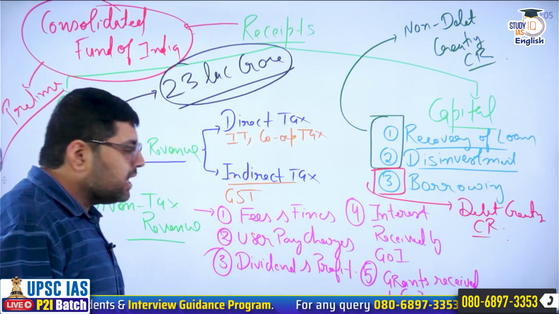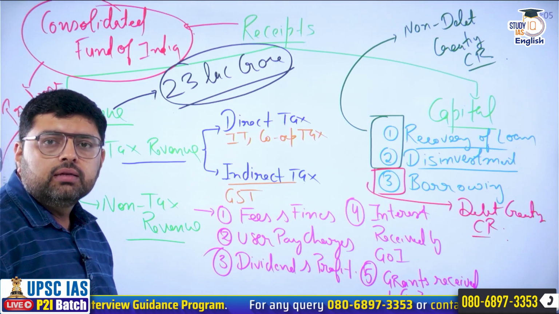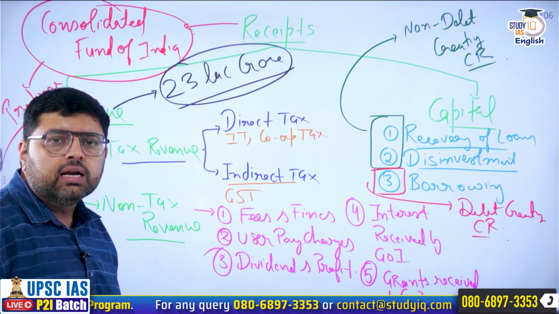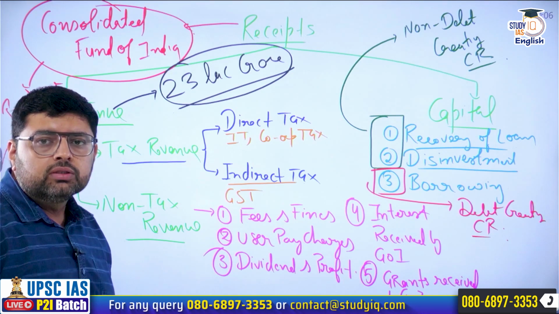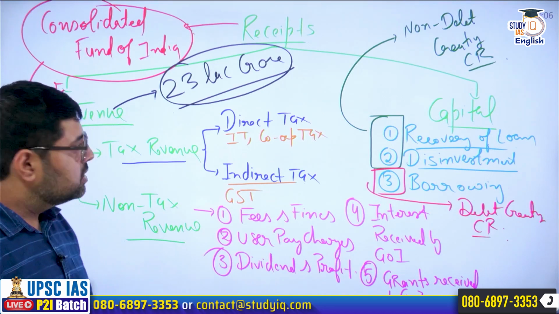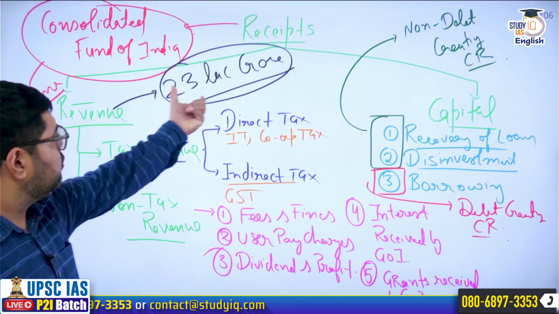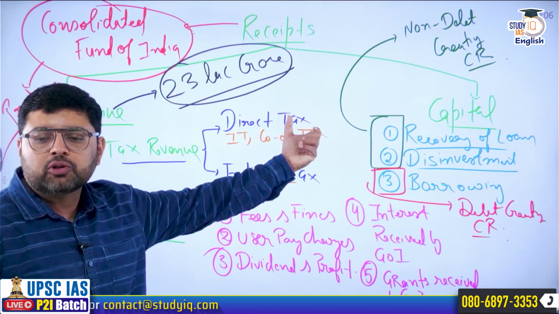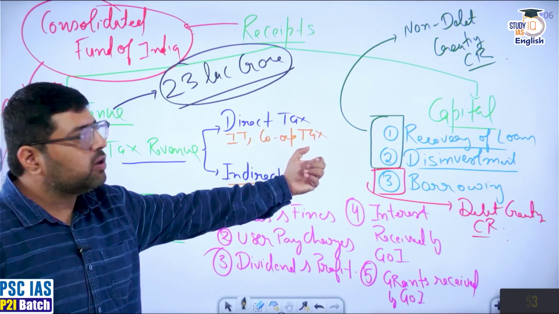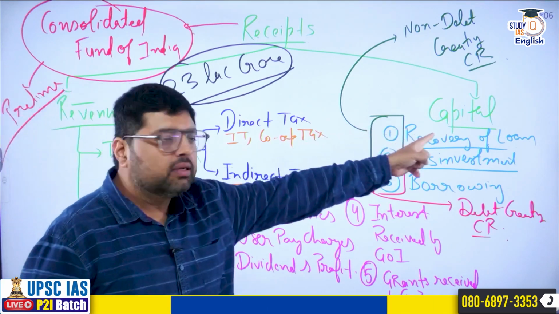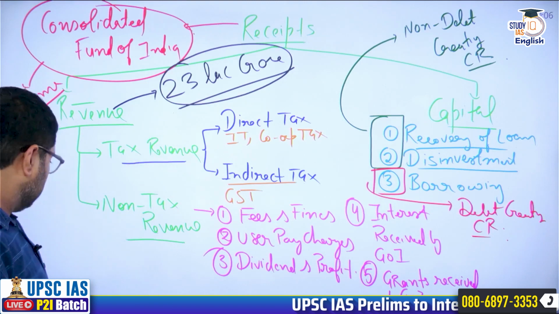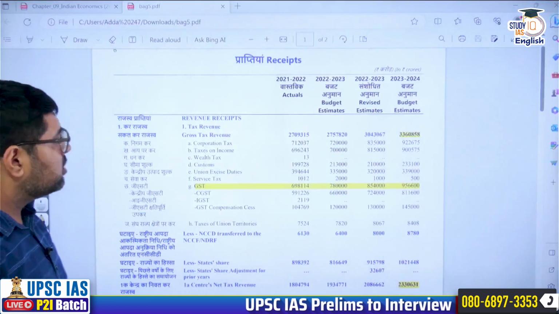The Government of India has collected tax for both the center and the states. Whatever state portion they have collected, they have to give back. So ultimately the Government of India is left with 23 lakh crores. So your prelims question is which is the major source of receipt for the Government of India, and you will say, sir, it is not capital receipt, it is revenue receipt. This is what you have to remember. Clear? Now coming to the next thing.